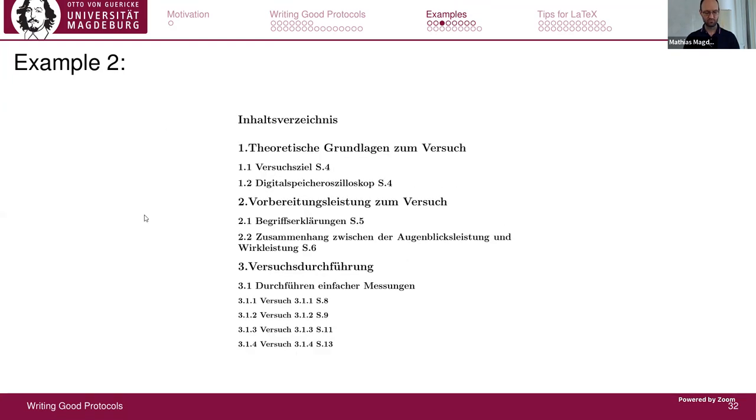Okay, so second example. And the second example is a good example that even in LaTeX, you can make it horribly wrong. Because people who are familiar with LaTeX will notice, okay, this is the standard LaTeX Computer Modern font. And this should be Inhaltsverzeichnis, which translates into table of contents. So this should be a table of contents. What is the problem with this table of contents here?